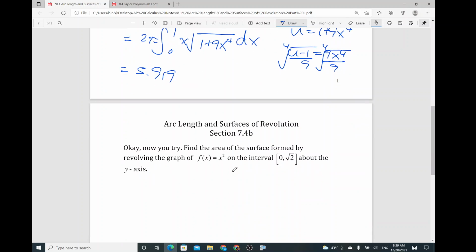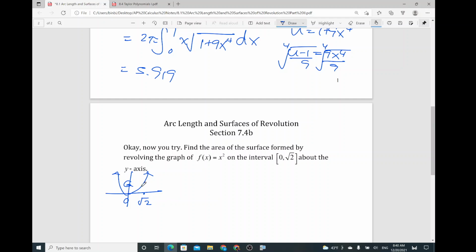Okay, and now here's another one. Now you want to try finding the surface area that is formed by revolving the graph of x squared. And this one is revolving around the y-axis. Okay, so surface area. And the interval is from 0 to root 2.